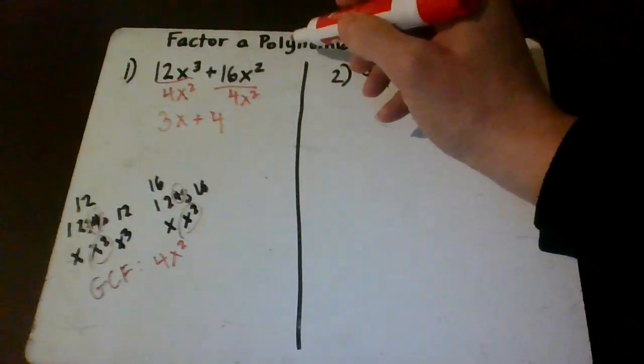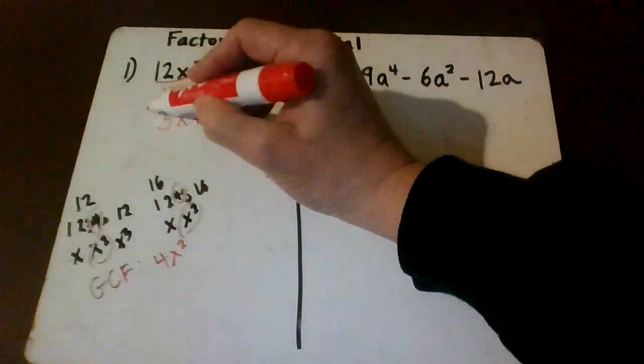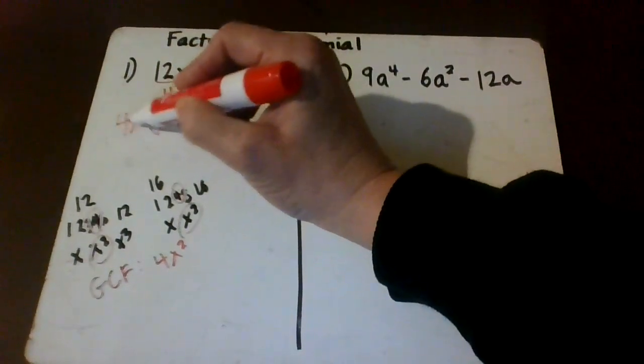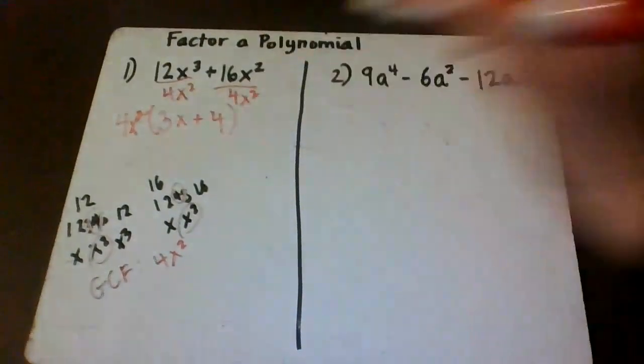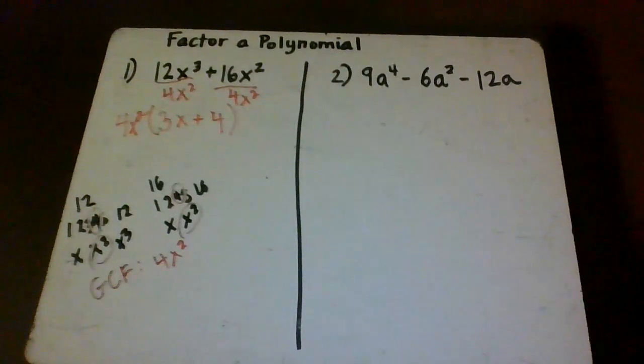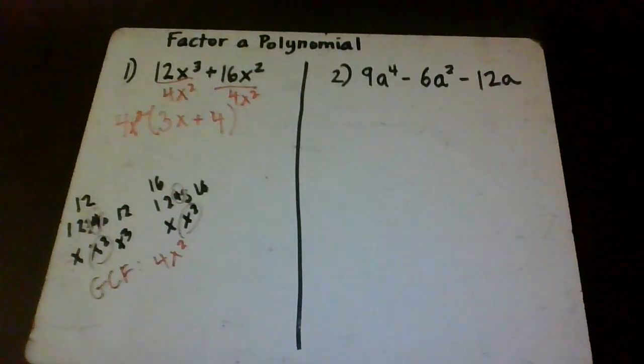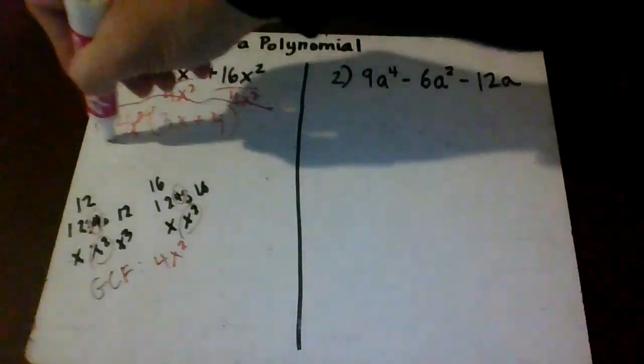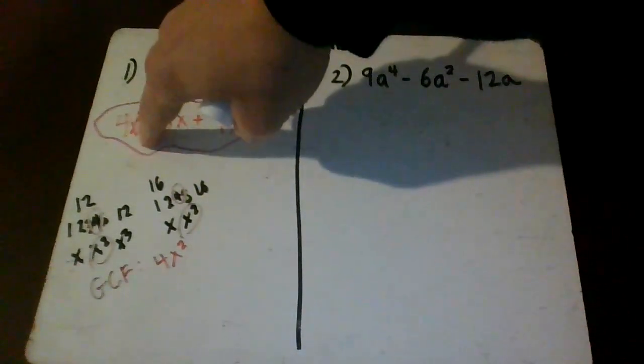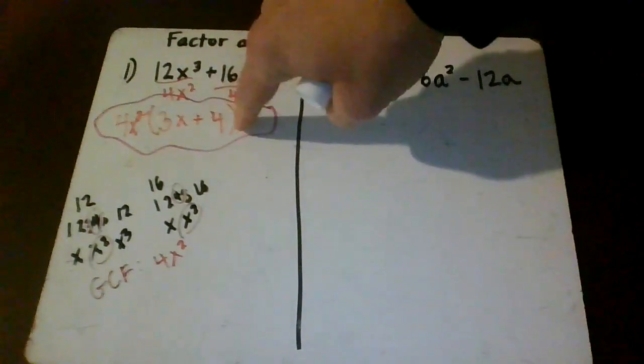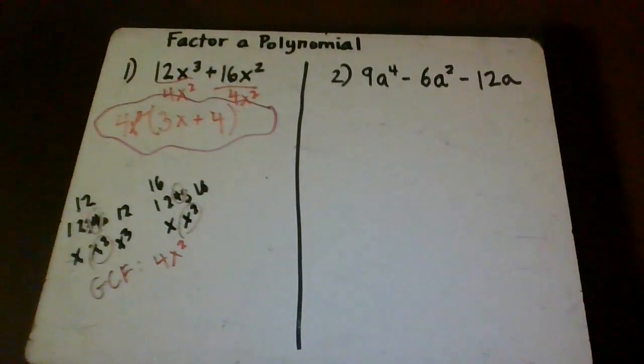To factor completely, what you do is you put this, and then on the outside, you'd put 4x squared. So 4x squared, parentheses, 3x plus 4 is your answer. You have factored it completely. Your GCF belongs out here, and then the factorable polynomial is on the inside.